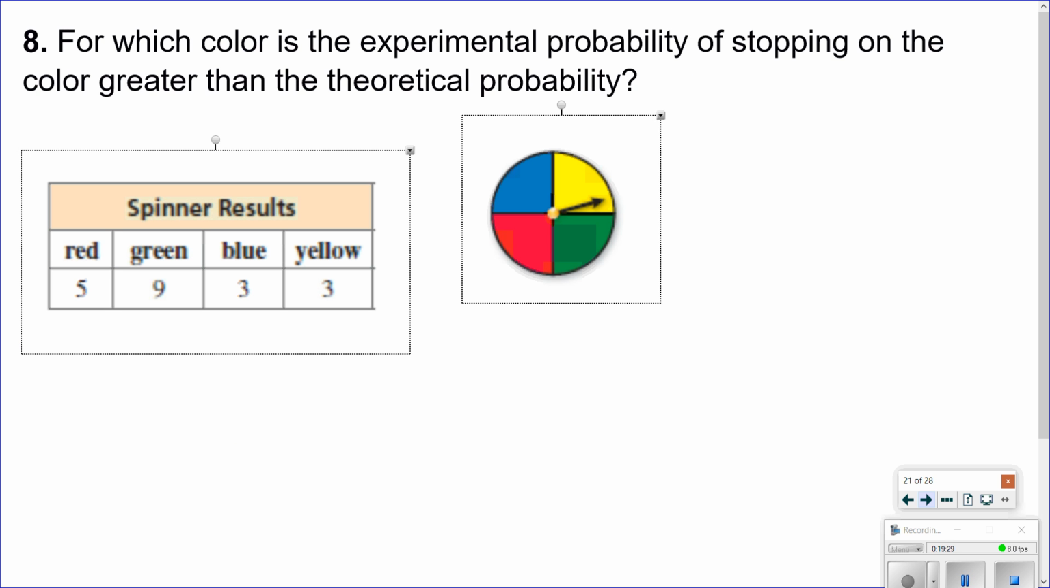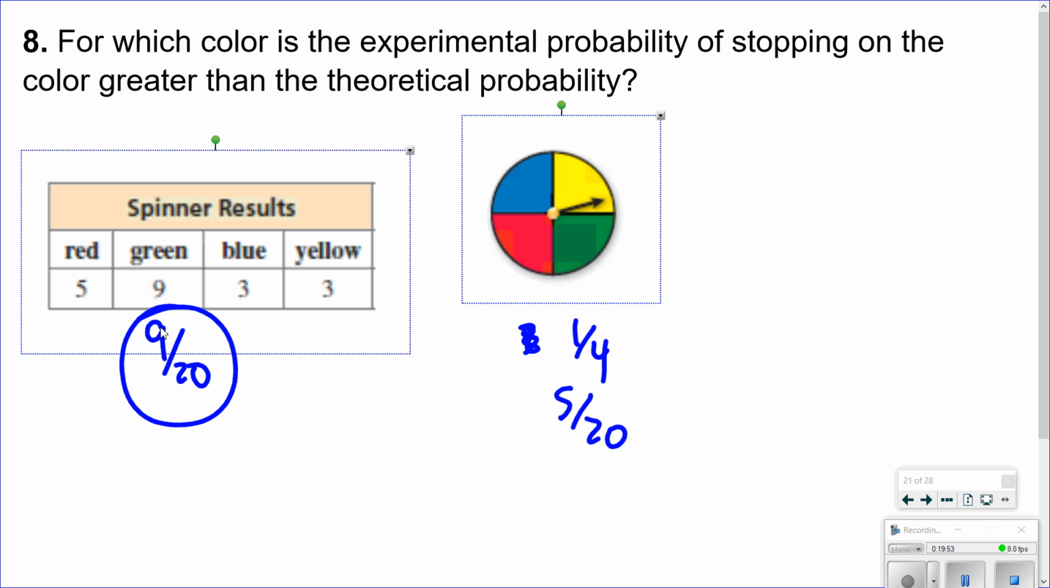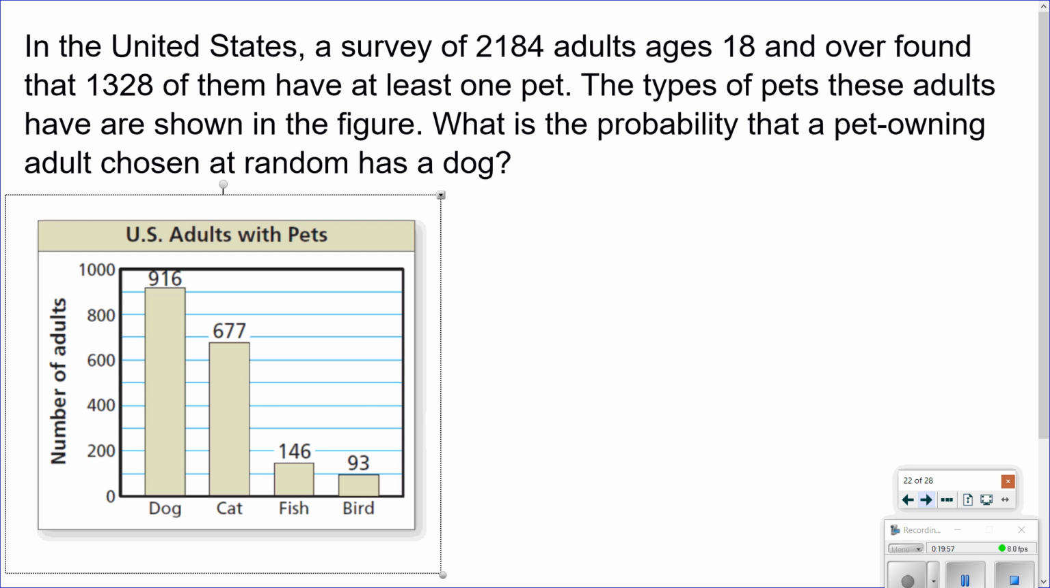Which color is the experimental probability of stopping on the color greater than the theoretical? That'd be this green one right here, right? The experimental is 9 out of 20. The theoretical is 1 out of 4, which if you get a common denominator means that would be 5 out of 20. Right? The experimental is greater than the theoretical.